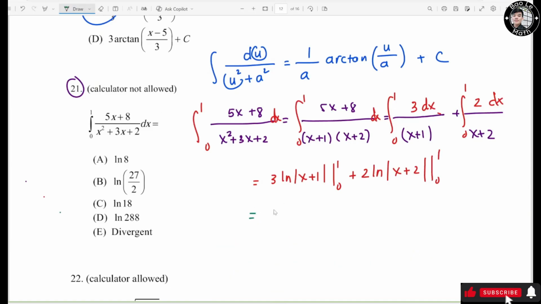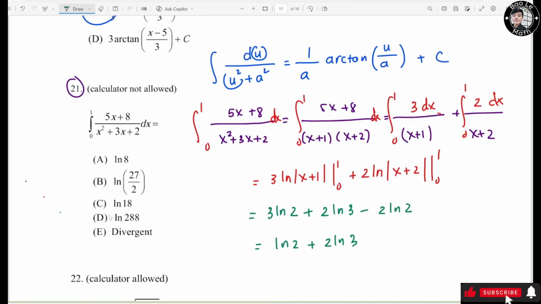Substitute 1 for s, it's going to be 3 ln 2. Substitute 0 for s, it's ln 1, which is 0. Substitute 1 for s, it's going to be plus 2 ln 3. Substitute 0 for s, it's going to be minus 2 ln 2. So it's going to be ln 2 plus 2 ln 3.